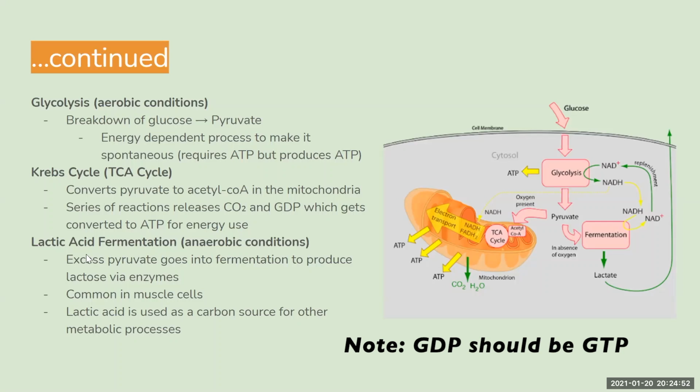And lastly, I'm just going to explain lactic acid fermentation, which is what happens in our bodies when we are in anaerobic conditions and when we have excess pyruvate. It's going to cycle into this cycle here. There's a bunch of enzymes that basically convert pyruvate to lactate, and this can get exported out of our cells and used for other metabolic processes as a carbon source for energy.